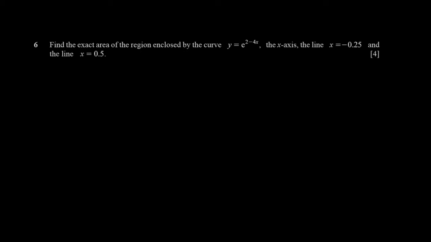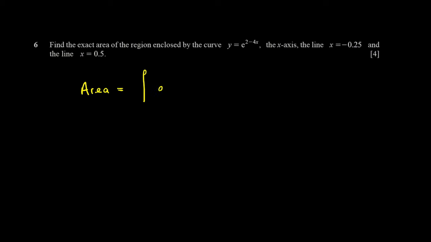Okay, this is question 6. Find the exact area of the region enclosed by the curve, the x-axis, the line x equals negative a quarter, and the line x equals 0.5. Okay, well, you could sketch this graph to try to understand it, but I'm hoping that most of you can recognize this is essentially an integration, right? If you want to find the area enclosed by a curve and the x-axis, you basically integrate the curve, and we're integrating it here between negative a quarter and a half, right? So hopefully that should be relatively straightforward, and you notice that this is only worth 4 marks, right? So it shouldn't be too complicated.